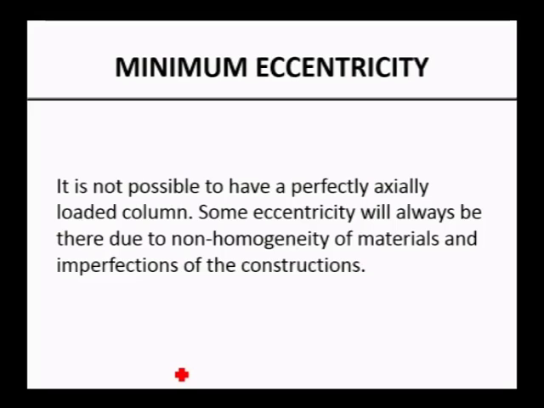And then one more important point to be considered while designing the columns is minimum eccentricity, because a column cannot always be axially loaded. Axially loaded means we cannot apply the load exactly at the centroid of the column. Some eccentricity will always be there due to non-homogeneity of materials and imperfections in construction. Construction is not proper, or alignment is not proper. Due to these situations, there will normally be some eccentricity, and due to that eccentricity there will be movement.